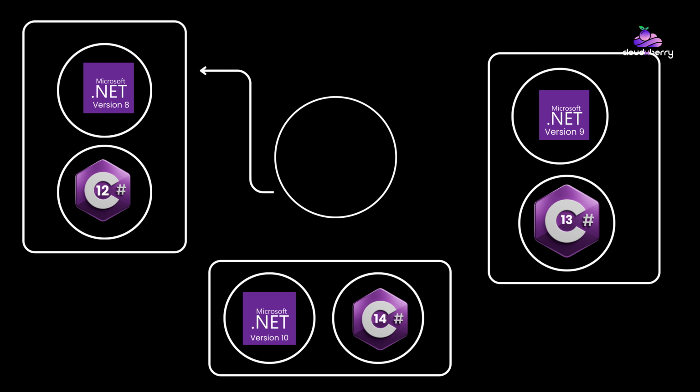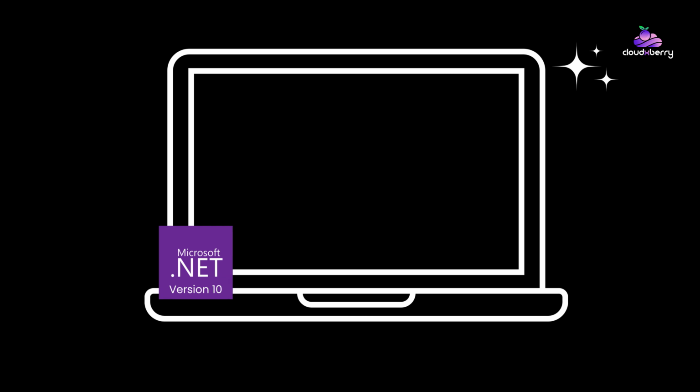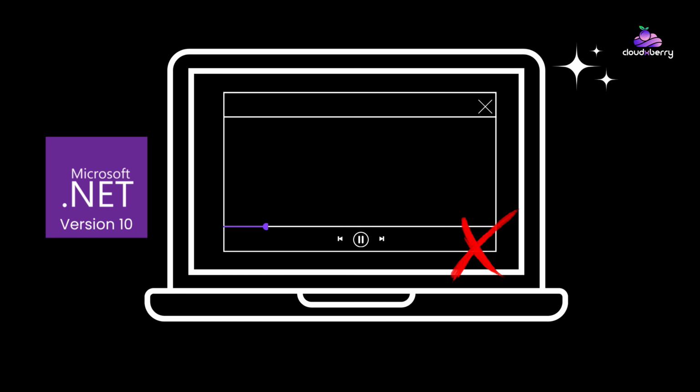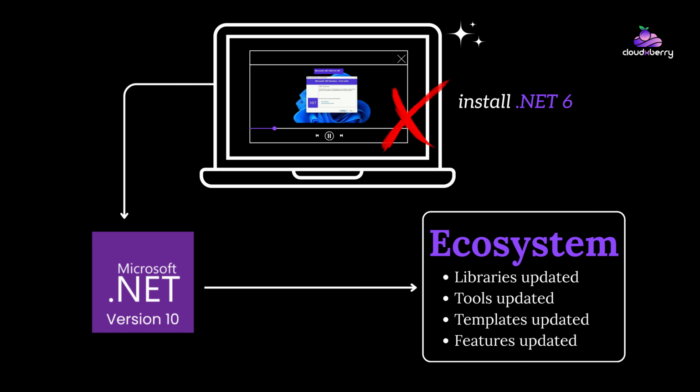You can look up the exact mapping on Microsoft's docs. I'll link it below. If you're starting fresh, go with .NET 10. Don't follow some old tutorial that says, install .NET 6, unless it specifically needs that version. The ecosystem has moved forward.